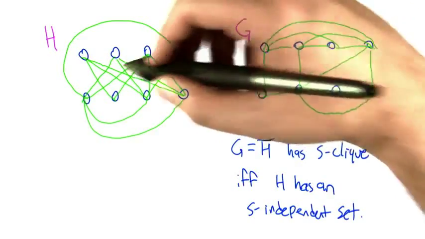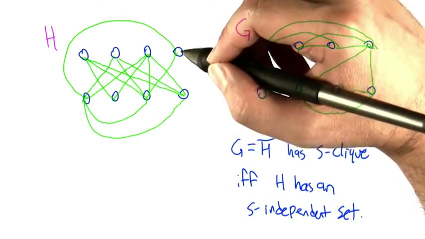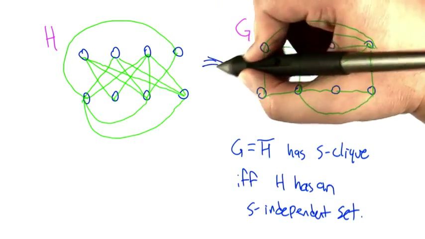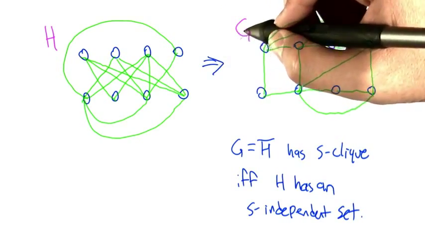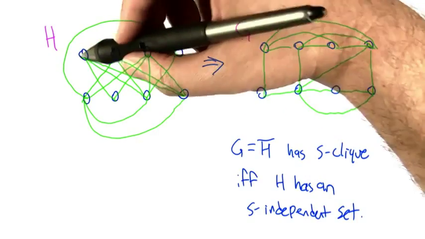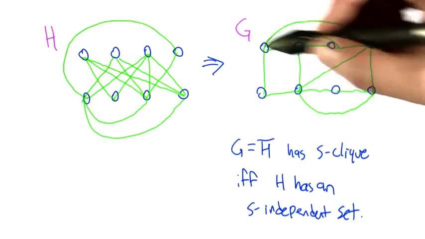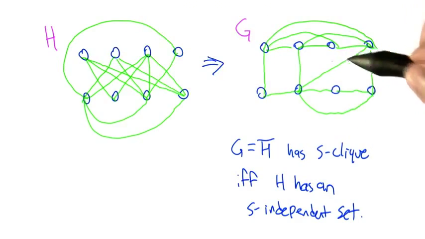So just to illustrate this example, imagine we start off with some graph H. It's a little bit of a mess. There's lots of edges in here. What we're going to do is convert this to a new graph G, which is the complement of H. And so every place in H where there is an edge, we leave the edge out. And every place where there's not an edge, we add an edge.